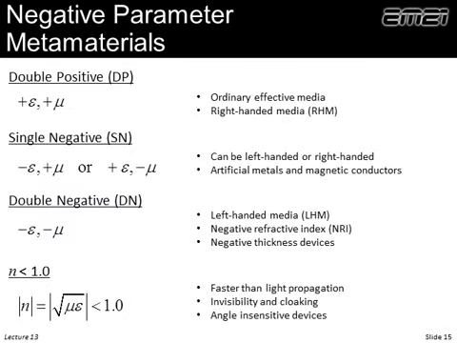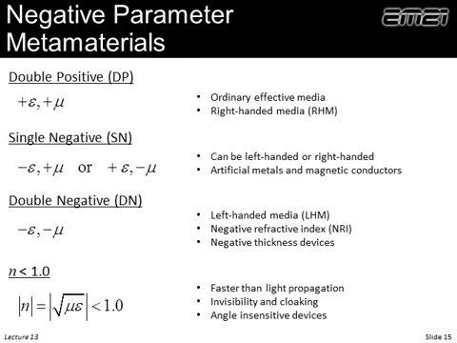And then there's all the negative, positive parameter ways of classifying these things. So in my mind, the easiest, most straightforward metamaterials, the ones that give us properties most like the ordinary materials we're used to, are what we call double positive. They give us some kind of dielectric response or some kind of magnetic response, a permittivity or a permeability. These are still right-handed. These are the ordinary effective media type metamaterials.